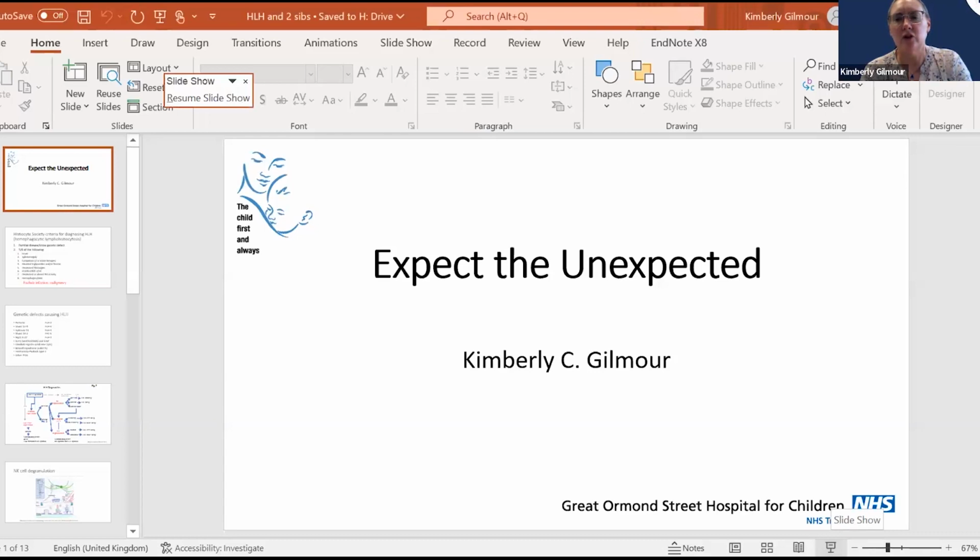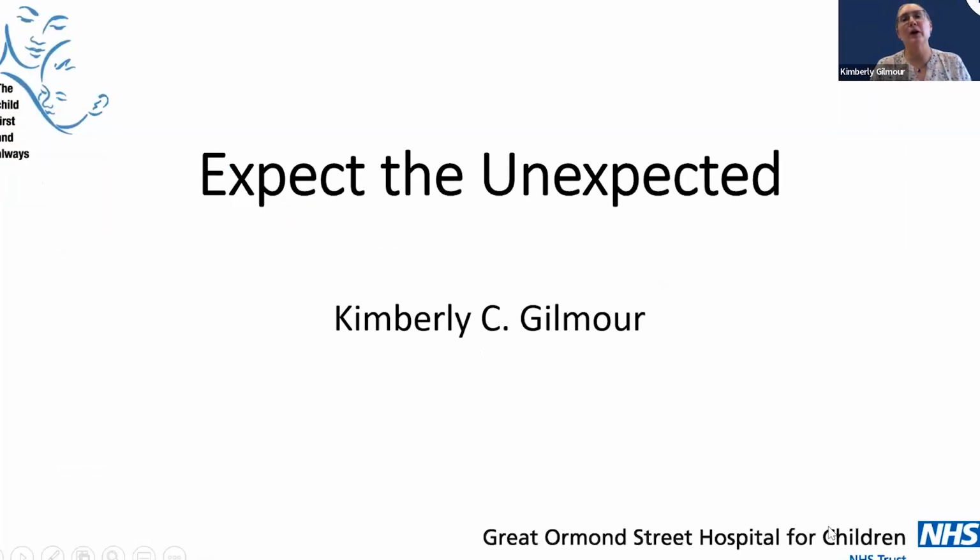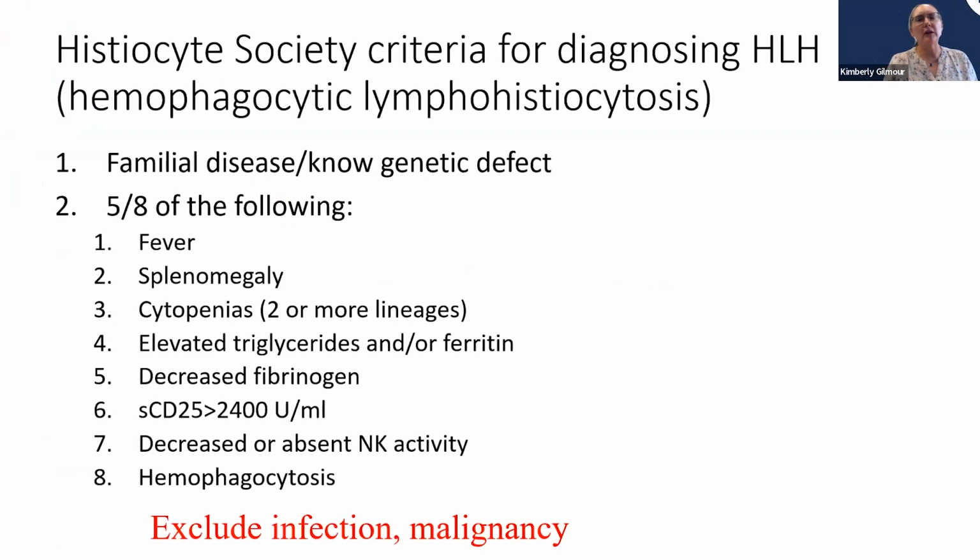So we're going to switch streams a little bit, and we're going to talk about expecting the unexpected and what happens when things don't go as you necessarily expect. So I'm going to quickly remind people about a slightly different disease. It's familial hemophagocytic lymphohistiocytosis, and it's diagnosed either because of familial disease and a known genetic defect, or a number of very non-specific findings.